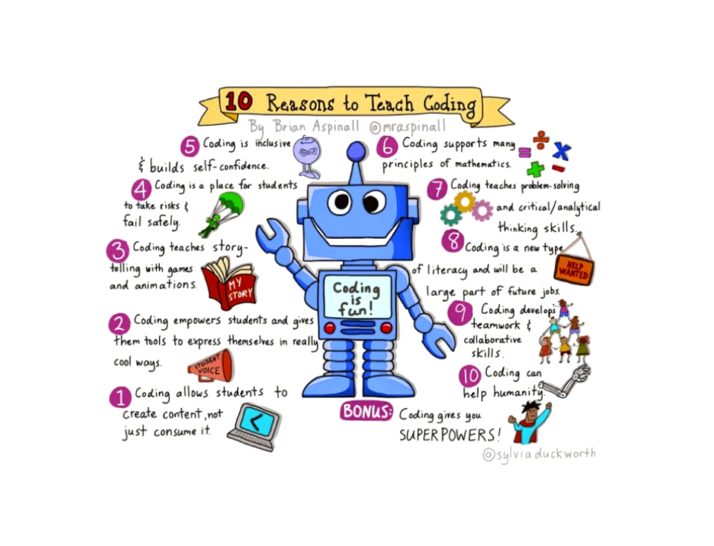Number 4, coding is a place for students to take risks and fail safely. This one has been a game changer for me in my classroom. We really focus on the learning skills. We really focus on feedback. And in the last year and a half, we've had a lot of conversations about removing grades and what does that look like.